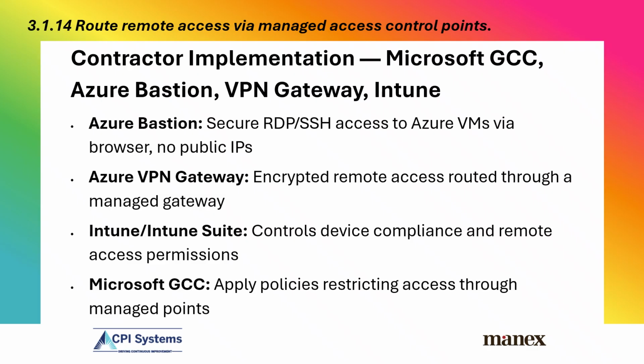So, though Microsoft's tools might make compliance easier, there are some configurations and actions needed. Azure Bastion handles jump box access without exposing virtual machines, while the gateway centralizes all remote access, and Intune enforces device and user controls. But all this needs to be configured in your system.